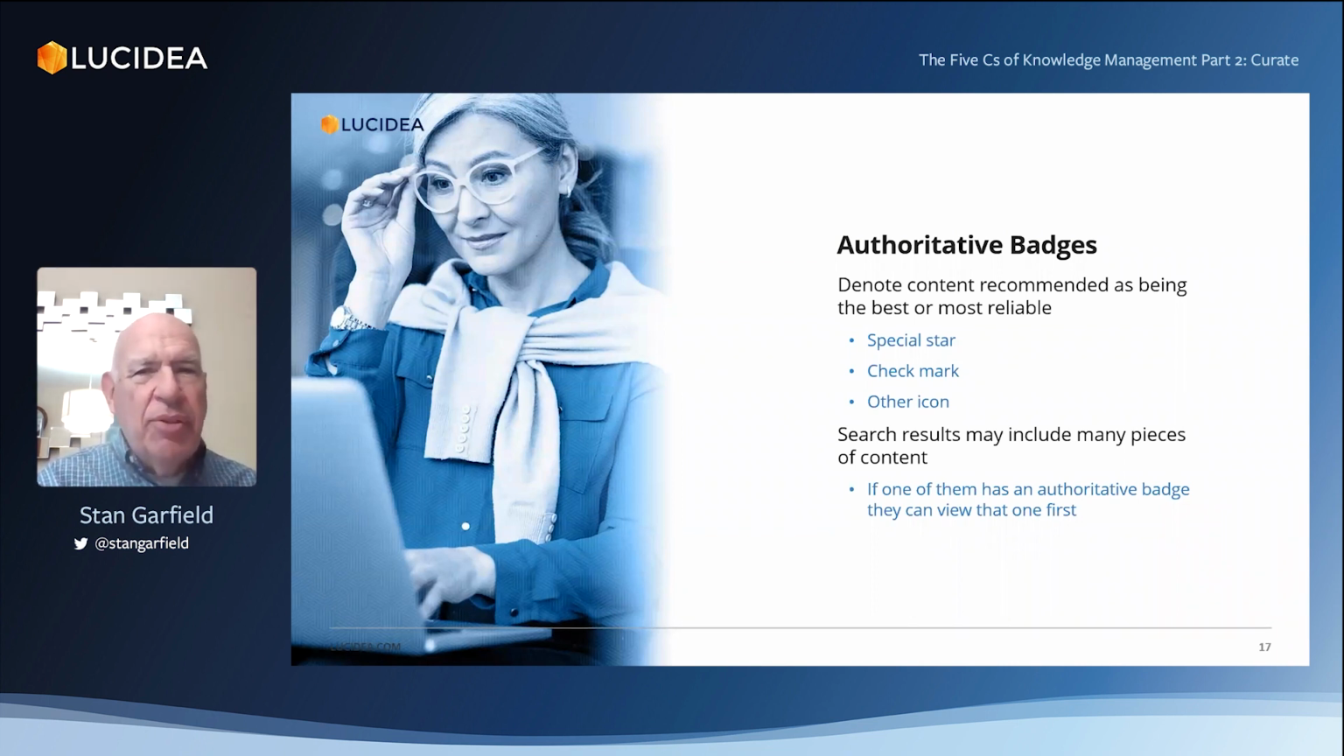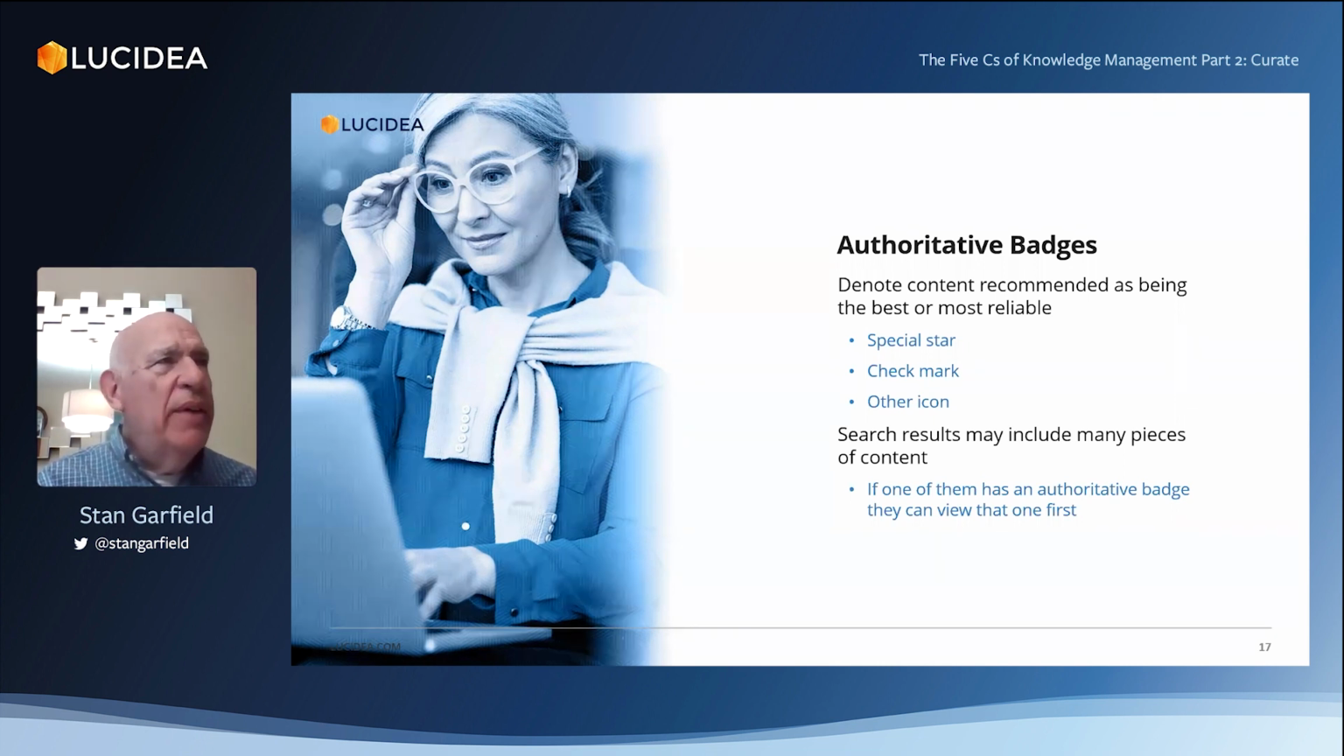So whatever that authority is that would be trusted by others in the organization, if you have a way of that authority, and only of that authority, tagging the content as being recommended, that can be a way of sorting through all the other content. So this can be done with a special star or a check mark or some other icon that you choose that's attached to the search result that's been approved by that authority.